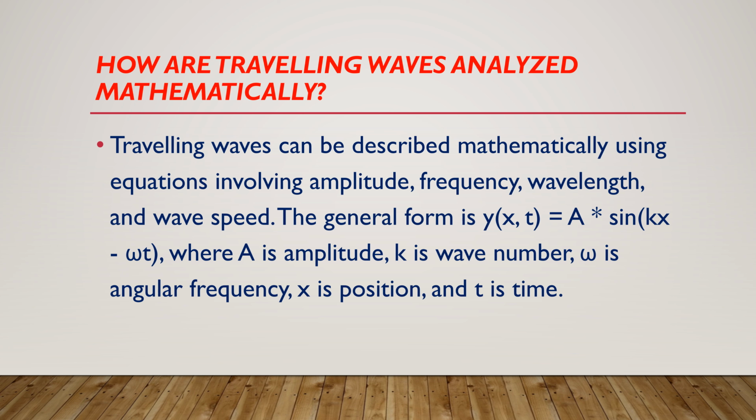How are the traveling waves analyzed mathematically? Traveling waves can be described mathematically using equations involving amplitude, frequency, wavelength, and wave speed. General form is y(x, t) is equal to A multiplied by sine (kx minus ωt), where A is amplitude, k is the wave number, ω is angular frequency and x is position and t is time.